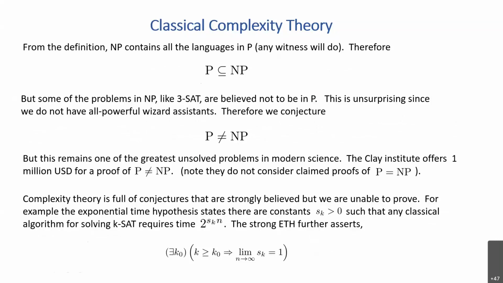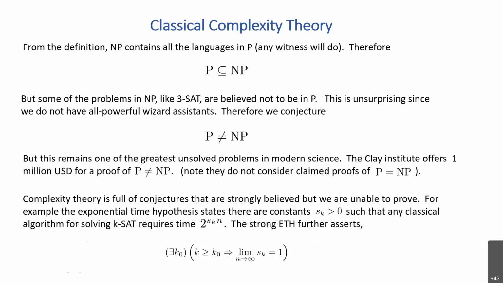Okay, so just from those definitions, we see that NP contains all the languages in P, because there's already a polynomial size family of verifier circuits, and it doesn't matter what witness you plug into them. But some of the problems in NP, like 3-SAT, are believed not to be in P. Perhaps this is unsurprising, since the class P doesn't have this all-powerful wizard assistant. It seems like we should be able to do more with such an assistant. So therefore, we have this conjecture that P is not equal to NP. Those two sets of languages differ from each other.